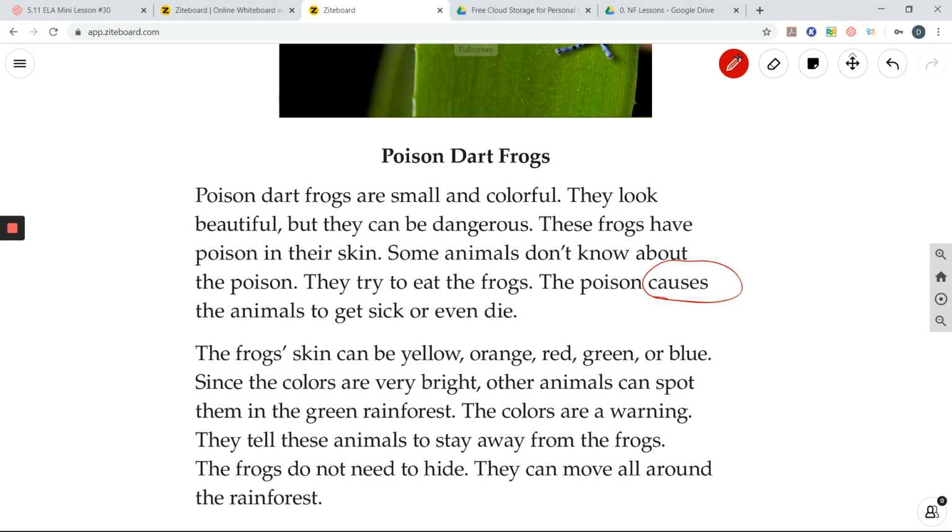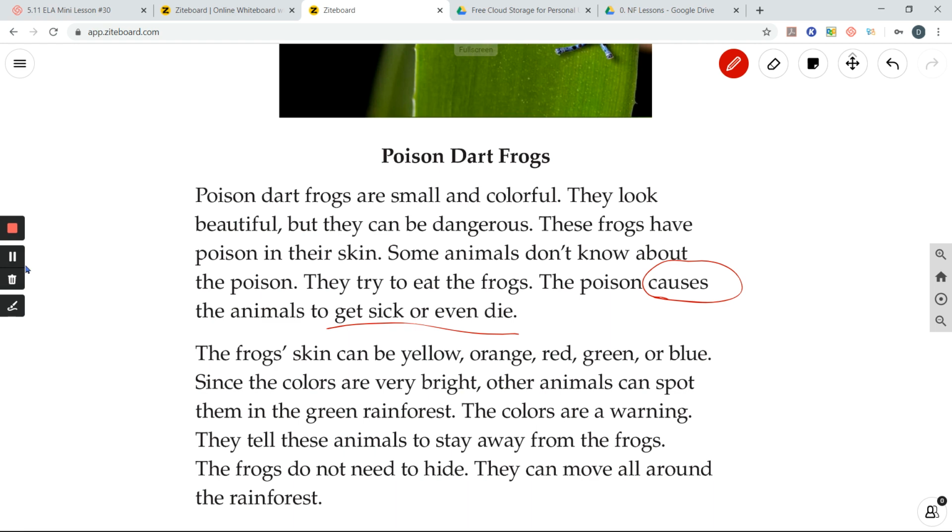Okay, there's an event, something happens. Some animals eat the poison dart frogs. The poison causes the animals to get sick or even die. The poison, or eating the poisonous frog, is the cause, and the effect is the animal gets sick or dies.